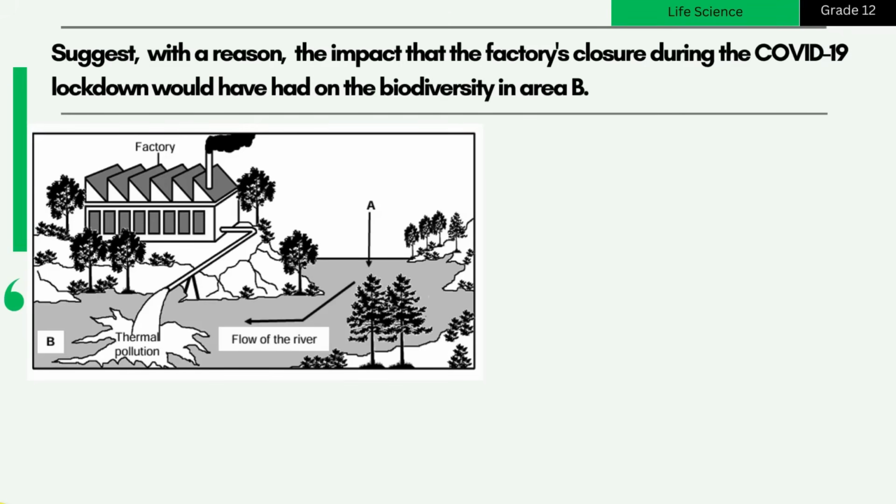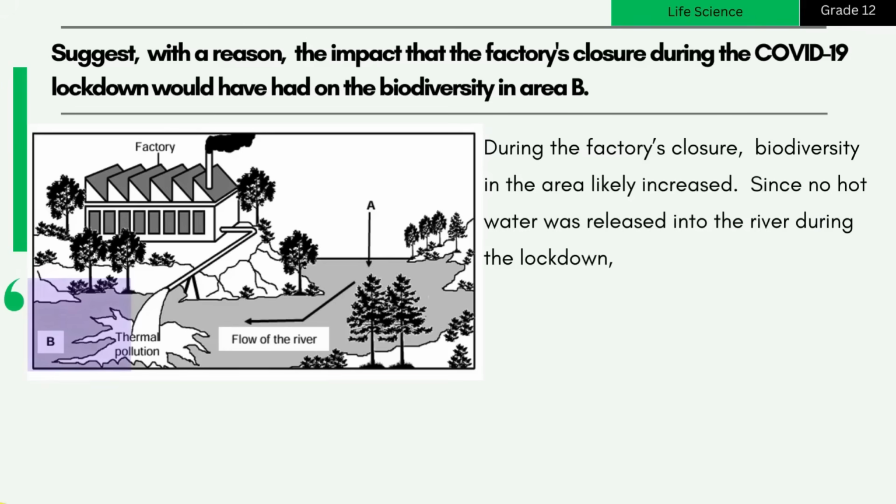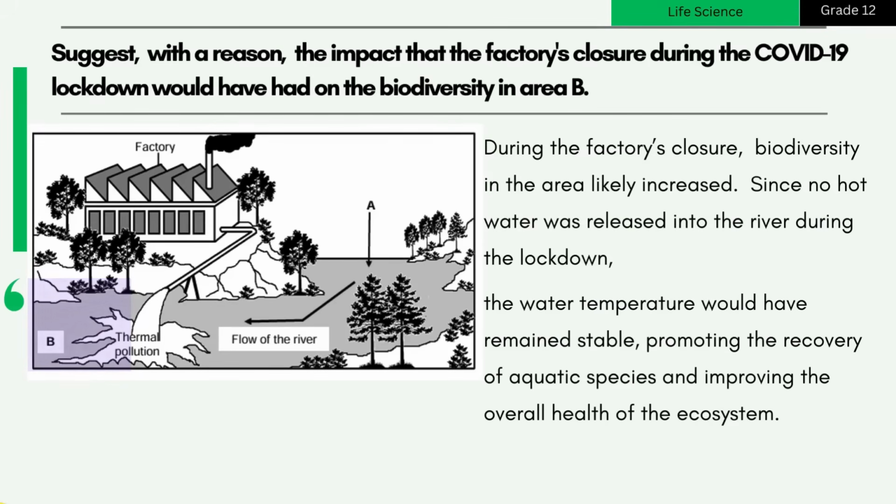Question: suggest, with a reason, the impact that the factory's closure during the COVID-19 lockdown would have had on the biodiversity in Area B. During the factory's closure, biodiversity in the area likely increased. Since no hot water was released into the river during the lockdown, the water temperature would have remained stable, promoting the recovery of aquatic species and improving the overall health of the ecosystem.